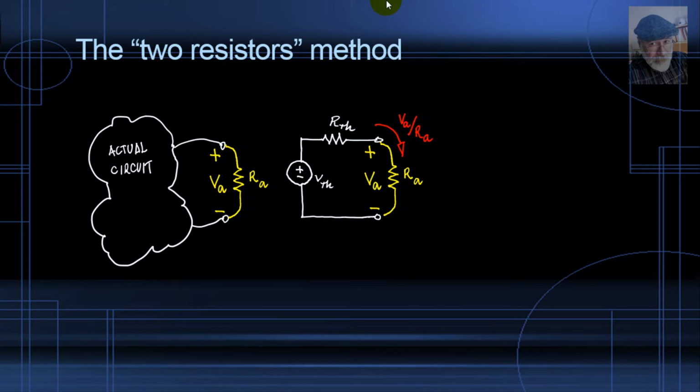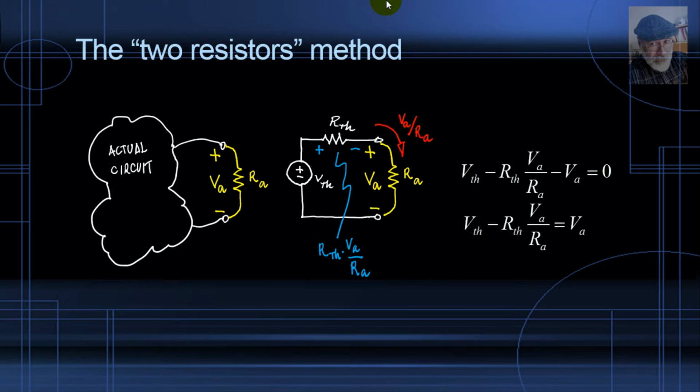That current will produce a voltage drop in the resistor R Thevenin, and that will be given by Ohm's law, R Thevenin multiplied by the current, Va divided by Ra. Now we can write a KVL equation around that loop, going up by V Thevenin, going down by the drop in the resistor Rth, and going down by Va. We can rewrite the equation this way, where we have moved the known term Va to the right.